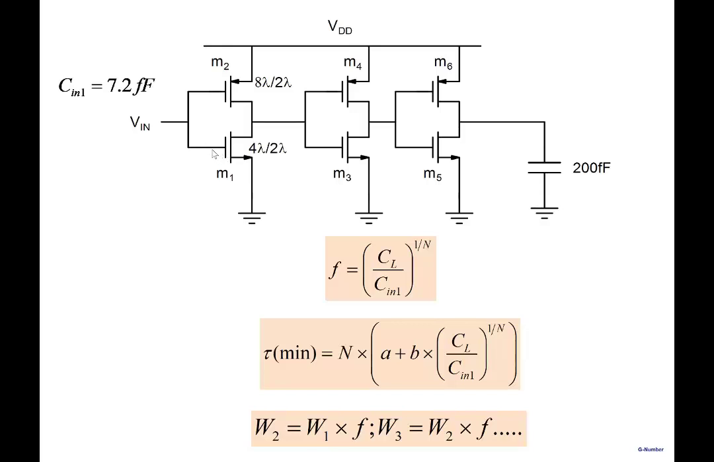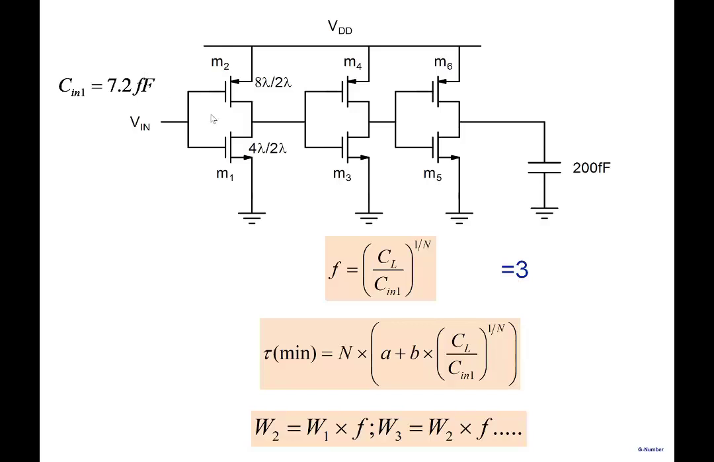We have shown this calculation is made up of CGS of this and CGD of this, CGS of this and CGD of this, and if you add this up, it comes out to be 7.2 femtofarad. So CL is 200 femtofarad, Cin1 is 7.2 femtofarad, and the number of stages we have fixed to 3. So we calculate F: 200 by 7.2, to the power 1 by 3, if my calculations are correct, comes out to be 3.